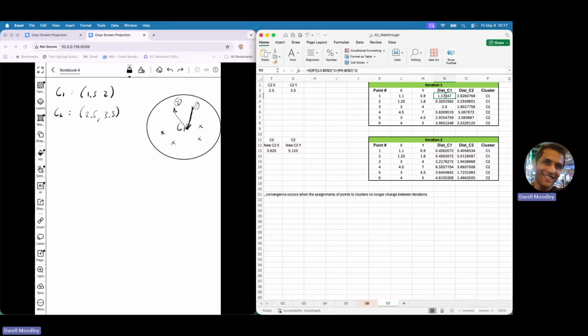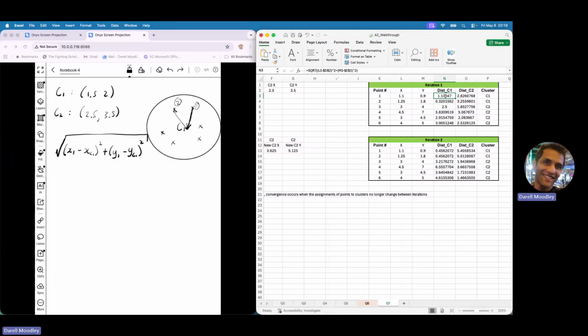So to get that distance, we would use the distance formula. The distance formula is the square root of your point x1, I'll explain what the x1 and x2 is right now, minus, I'm going to put xc1 here, all squared, plus y1 minus yc1 all squared.